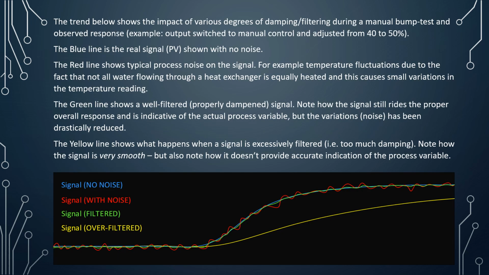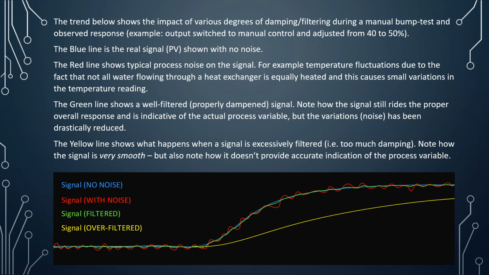Okay, so the trend below shows the impact of various amounts of damping or filtering during a manual bump test, and it shows the response of each. In this scenario, the bump test, we're pretending that we took manual control of an output and we had it at 40% and we entered 50% and observed the change, assuming the plant conditions are such that you can do this test. That's normally how we determine all this to set damping.